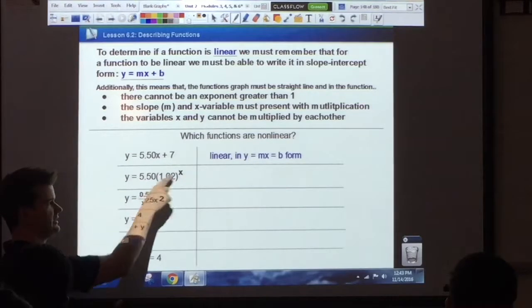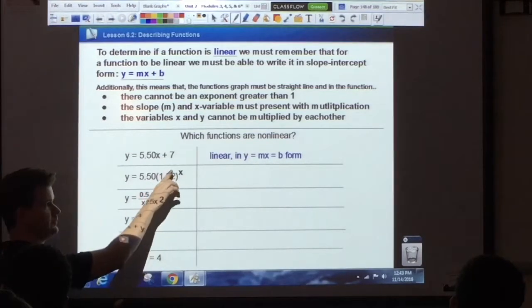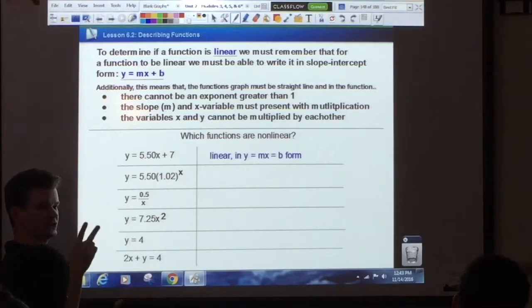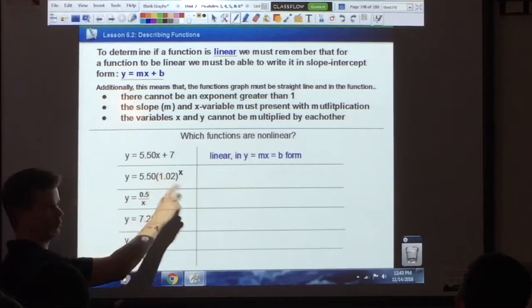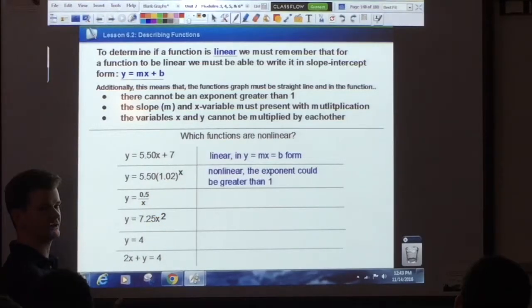Nonlinear, and here's why. Yes, that's a variable. Yes, that could be 1, but couldn't it also be 2? Or 3 or 4? So because of the possibility that the exponent could be greater than 1, that makes this non-linear.